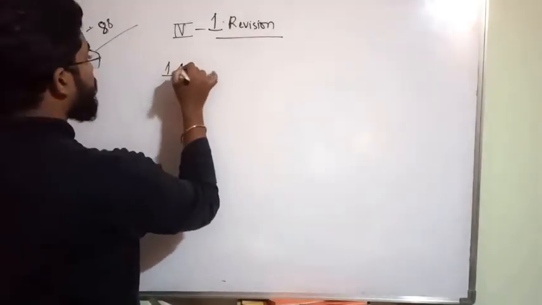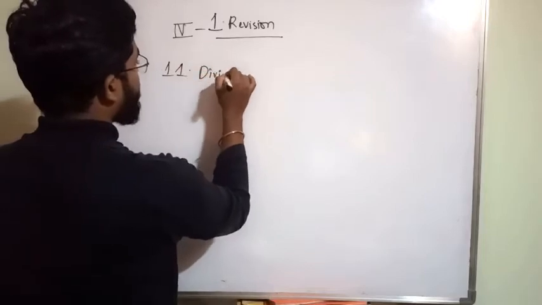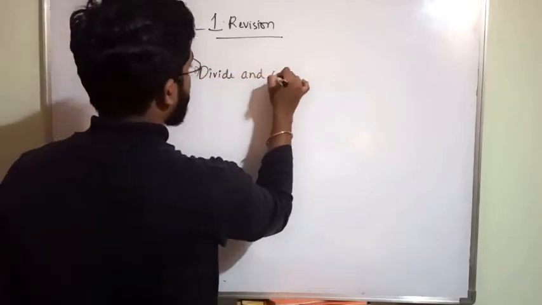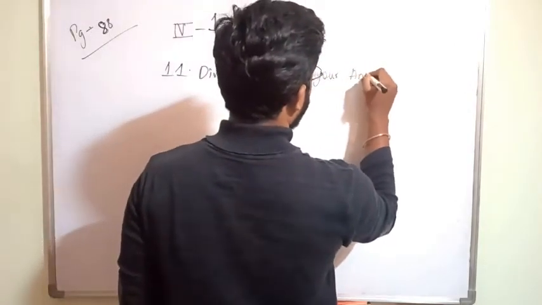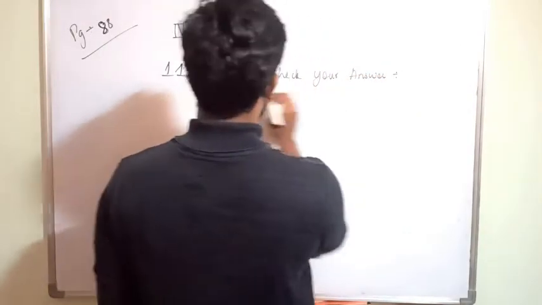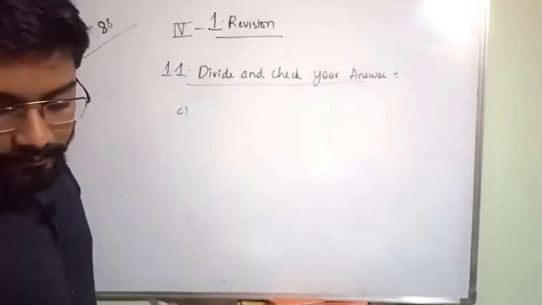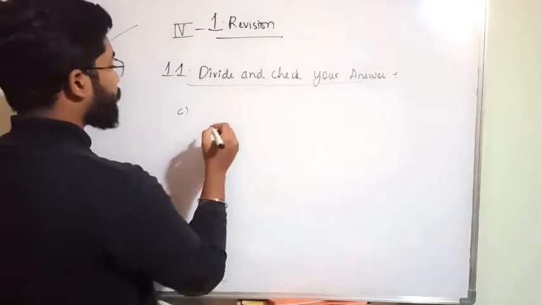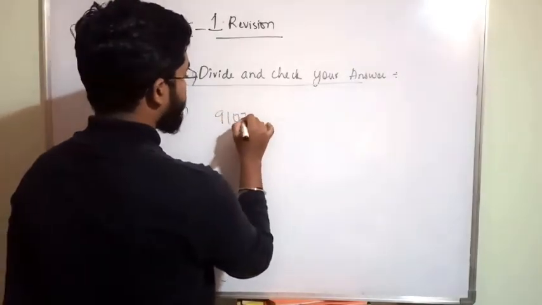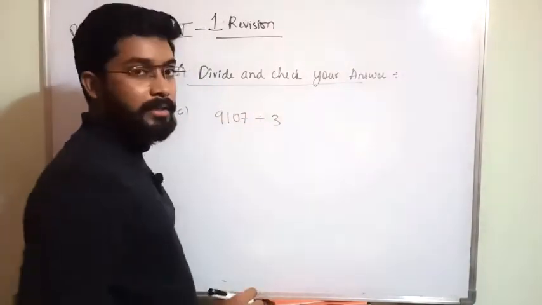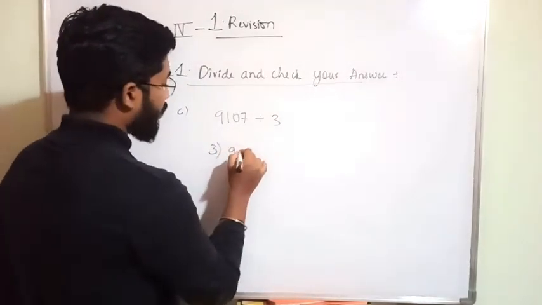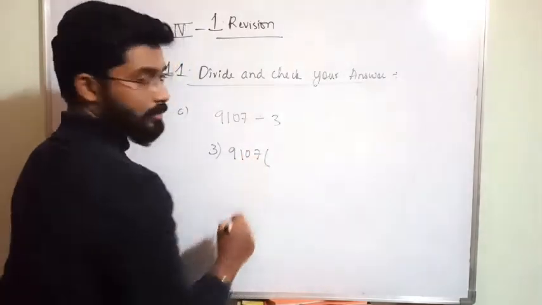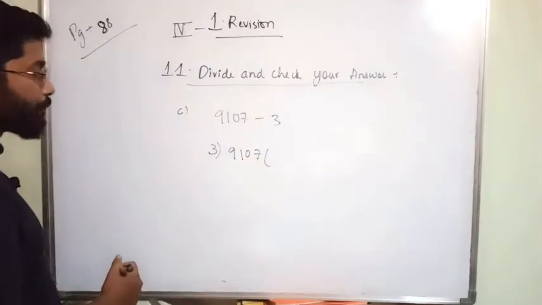We will continue with C. What is the C question? 9107 divided by 3. 9107 should be divided by 3. Let us see. 3 will divide 9107. Okay, this is the question.